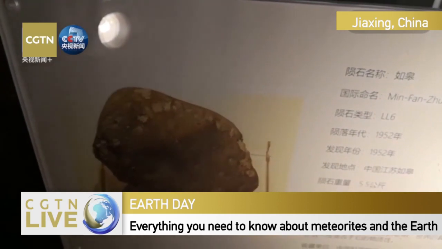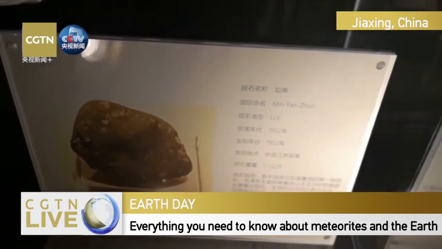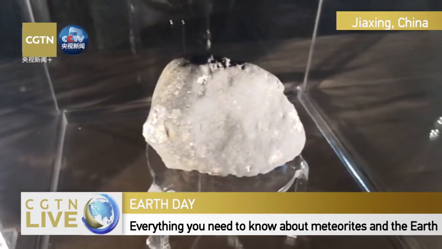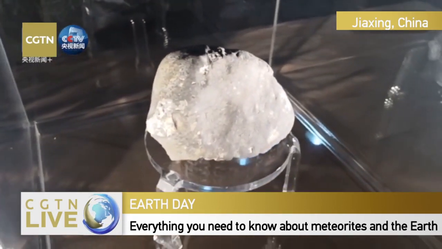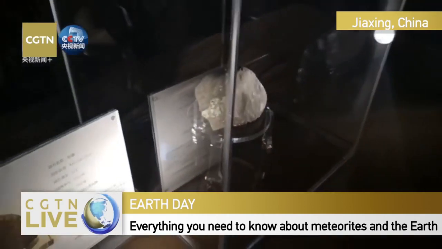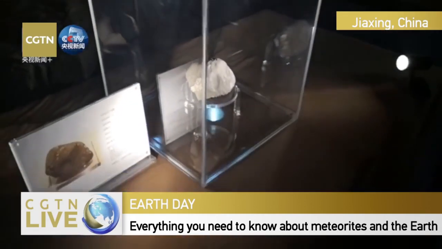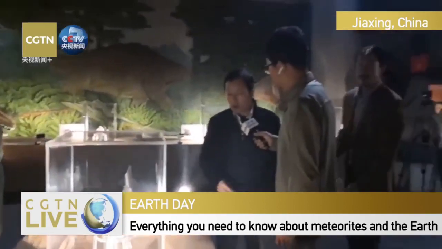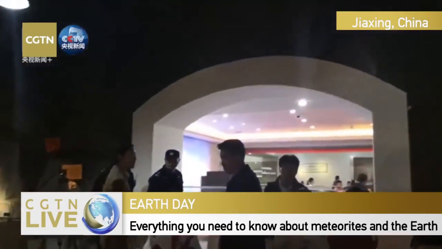So there are three types of meteorites. Type one is stony meteorites. Second is iron meteorites. Another is stony iron meteorites, which is a mixture of metals and silicate.